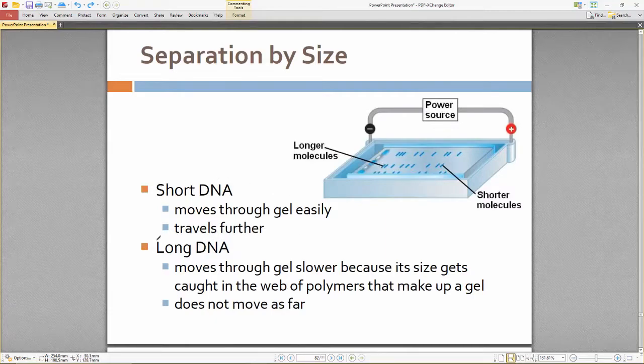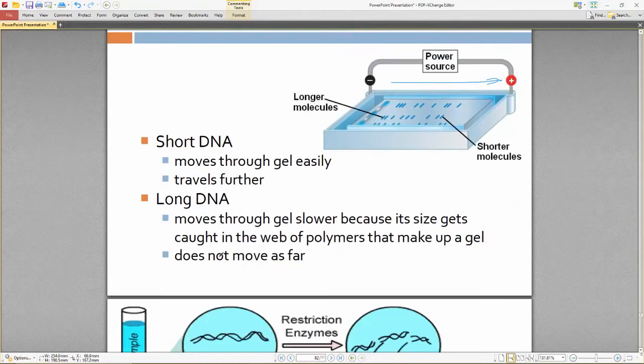Short DNA will move through the gel more easily, so if you give the same time to travel, it will travel further than long DNA. Long DNA will move through the gel slower. Because of its size, it will get caught in the web of polymers that make up the gel, and therefore it will not move as far. All the DNA starts at the negative end, or the cathode, and remember it's moving this way. So the bands closer to the negative side are the longer molecules, and the bands closer to the positive side are the shorter molecules.